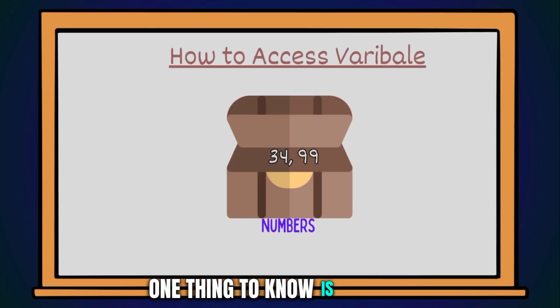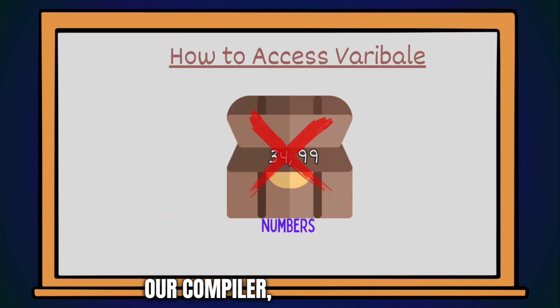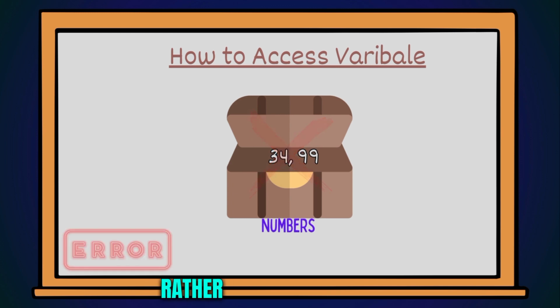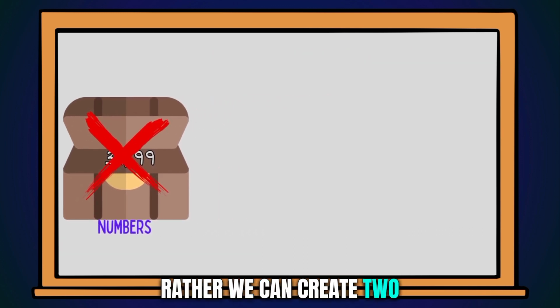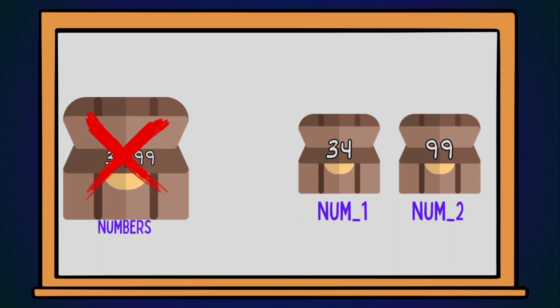One thing to know is that we cannot store two values in one variable. Our compiler, where we would write the code, would give us an error, a syntax error. Rather, we can create two different variables to store 34 and 99.